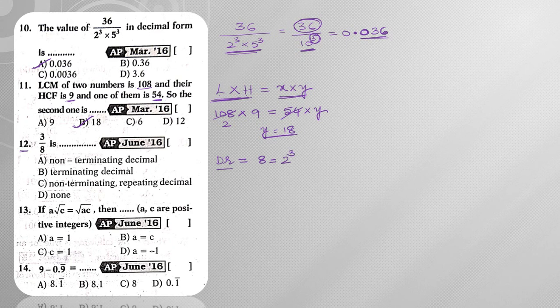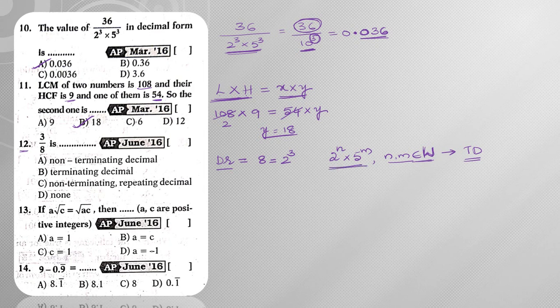2 power 3. Now we have a concept that whenever the denominator is of the form 2 power n into 5 power m, where n, m belong to whole numbers, because 0 also we can consider here, then we can say that it is a terminating decimal. So we can say that it is a terminating decimal, right?